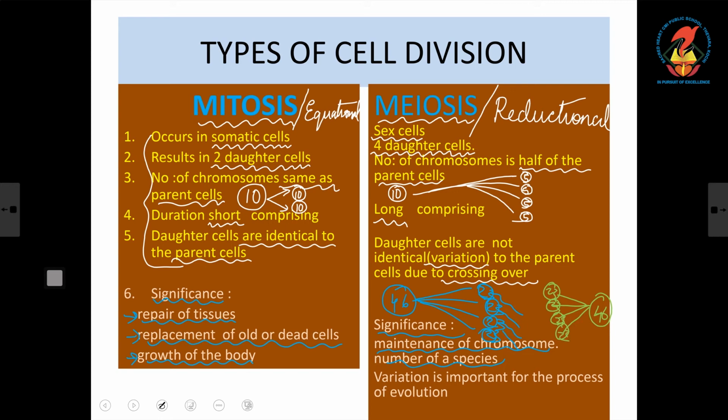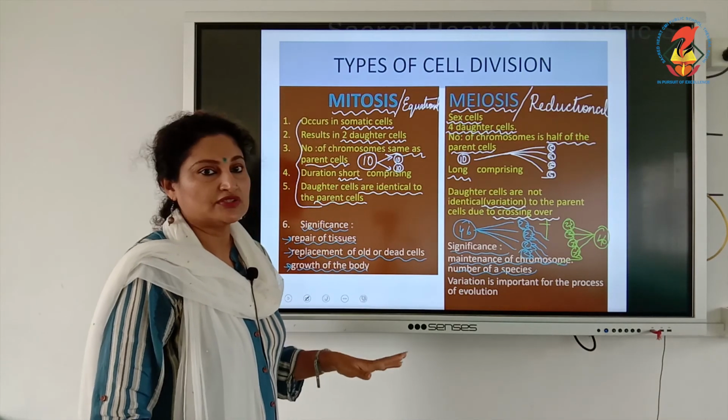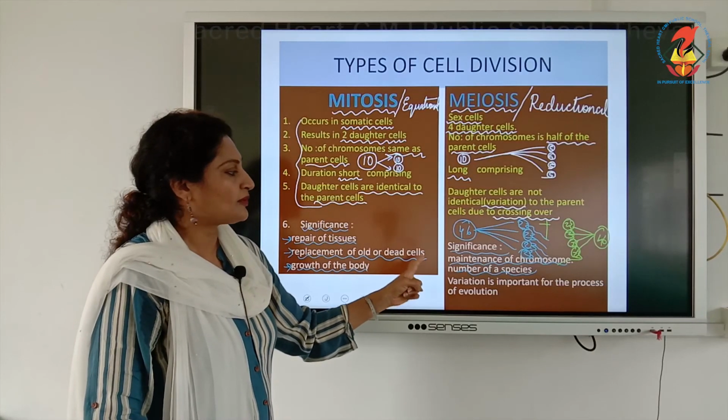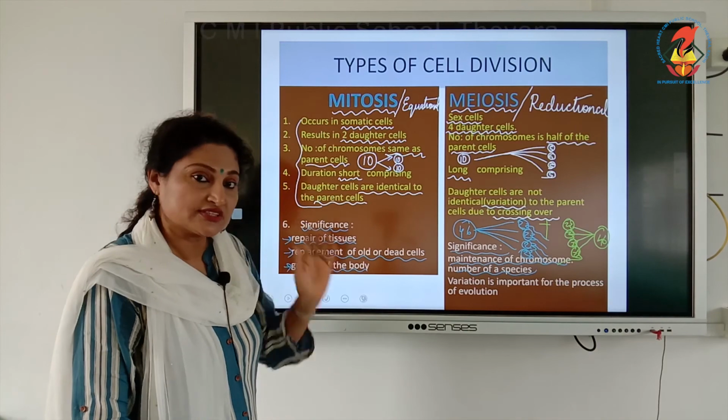Because it is by which division? Meiotic division or meiosis. Now what happens during fertilization? The egg and the sperm fuse. The egg 23 fuses with the sperm 23 and we get back 46. So how was the chromosome number of the species maintained? Because of meiosis. I hope you got the concept clear.